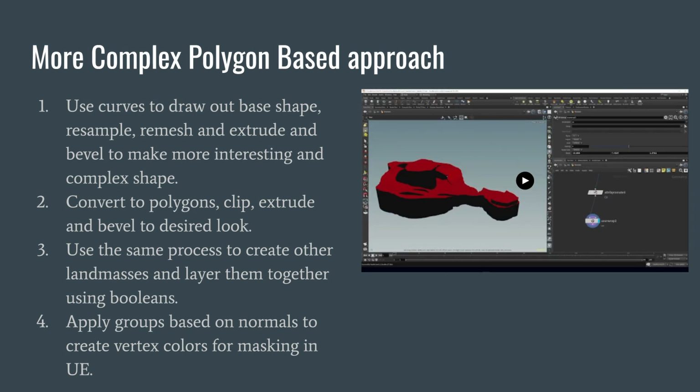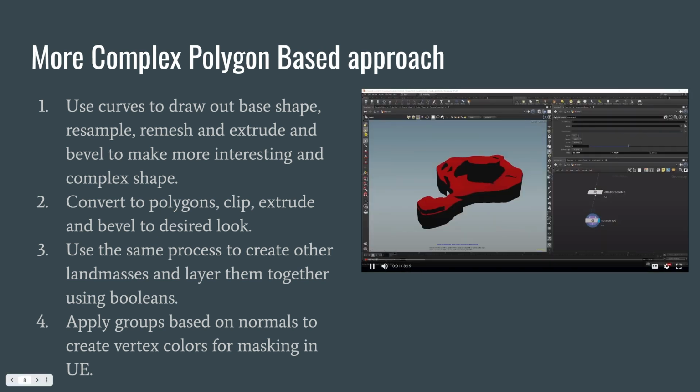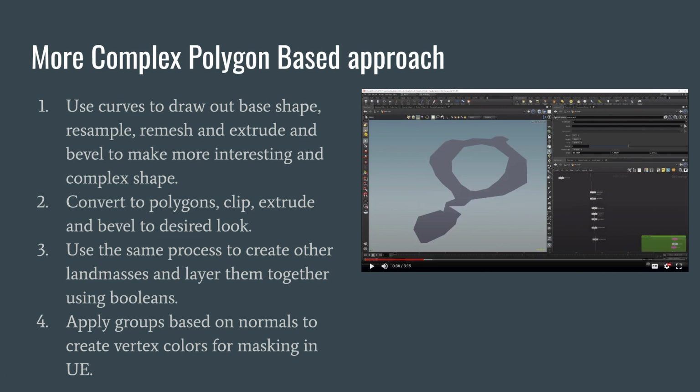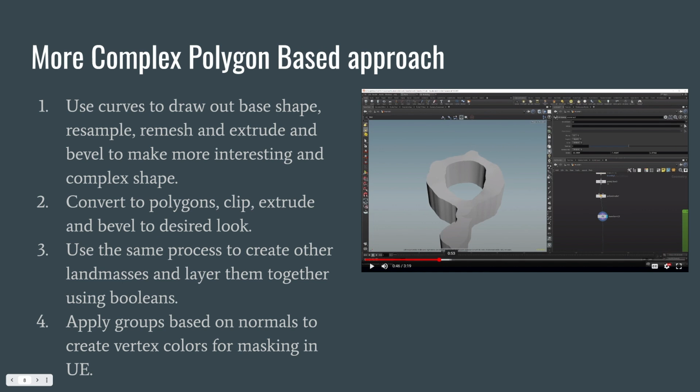So getting a little more complex with this same technique. This is another version where, as you can see, it's a little more complicated. We have a couple different land masses in there. Basically using the same approach, we have a very loose curve that we're remeshing and resampling, extruding to make a more interesting base shape, which you can see here.